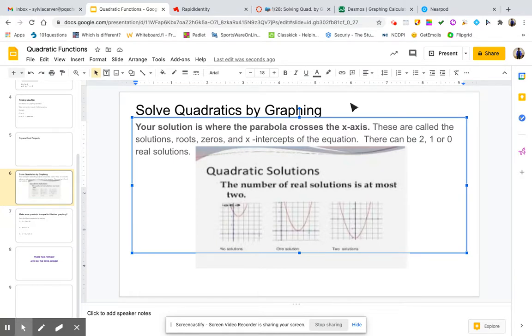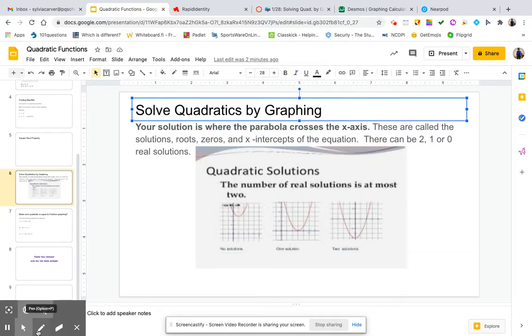So one question might say find the solution. Another one might say find the roots. Another one might say find the zeros. Another one might say find the x-intercepts. They all mean the same thing. They mean where does it cross the x-axis? So that is your solution when you're solving by graphing. So there can be two solutions, one solution, or no real solution. So it could be 2, 1, or 0.